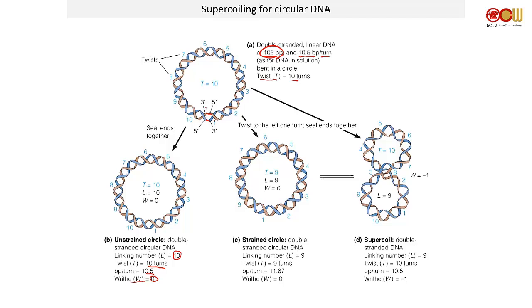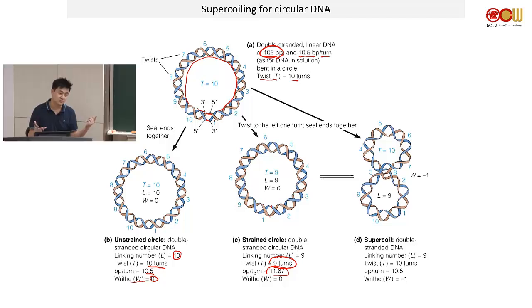What if you take this linear DNA and twist it to the left one turn? You twist it one turn, but the length is still the same, and you link them together such that you only have 9 turns. If you only have 9 turns, then the base pairs per turn will become roughly 11.7. Obviously that will be strained, because your B form DNA wants to have 10.5 bases per turn.